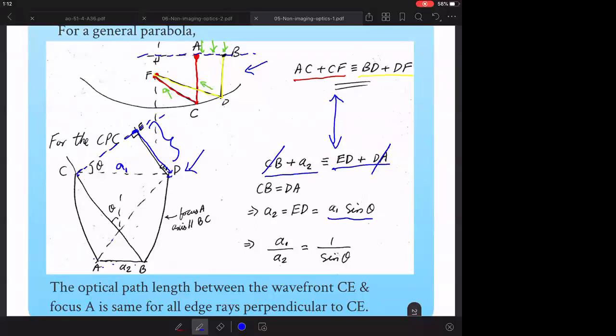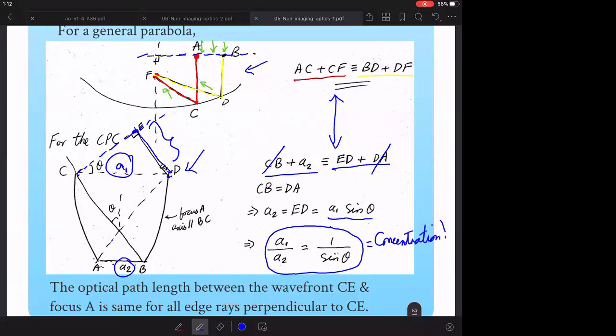So now I get a very simple, very nice expression. A1 over A2 is 1 over sine theta. Now, what is A1 over A2? This is nothing other than the geometric concentration. A1 is the size of my entrance aperture, and A2 is the size of my receiver. So it's exactly what we just talked about 2 slides ago. This is my concentration.